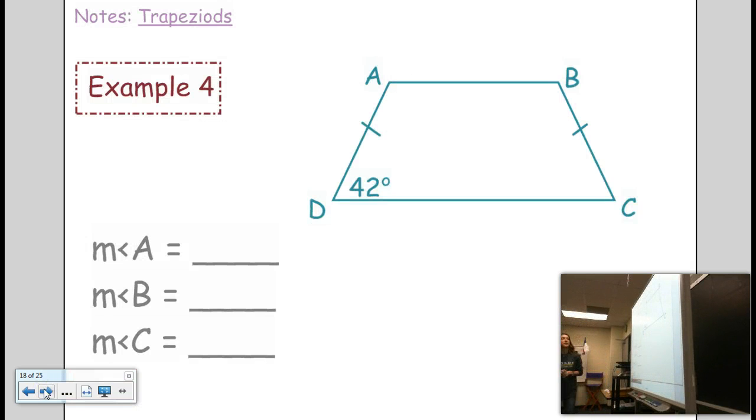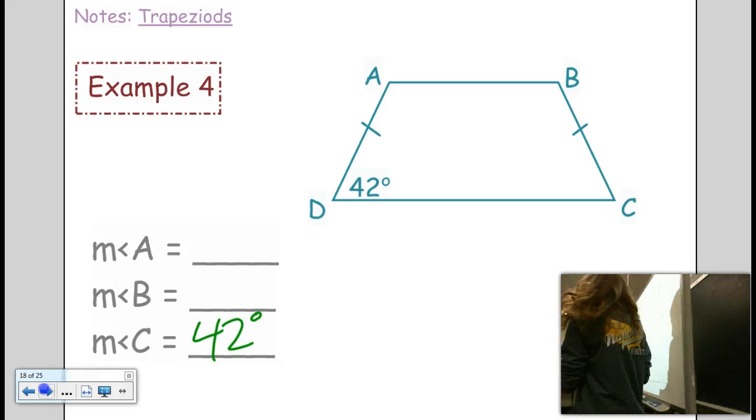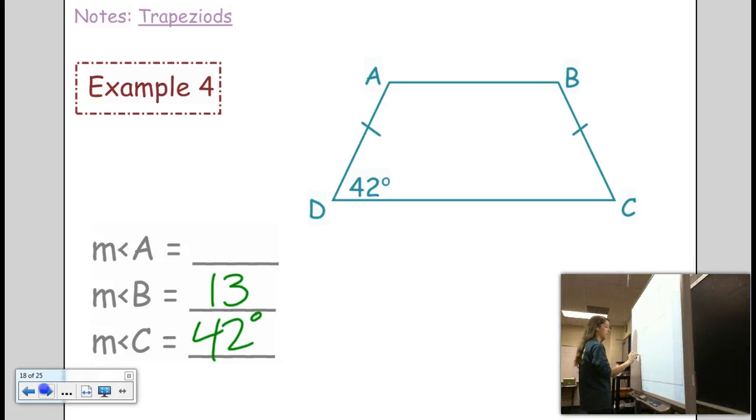Okay. Let's try some. I'm going to let you do your practice. Oh, you already know how to do this. I give you one angle, you know all the angles. Go. Show me what you know. I give you 42, you can find all of them. Brett, what's angle C? 42. Awesome. Nasia, what's angle B? 138. Awesome. Melanie, what's angle A? Yep, 138. Woo, that's easy.